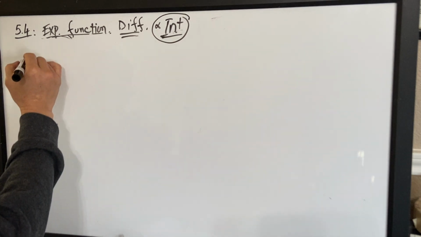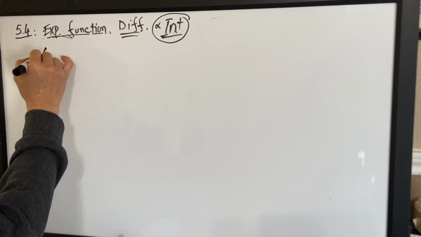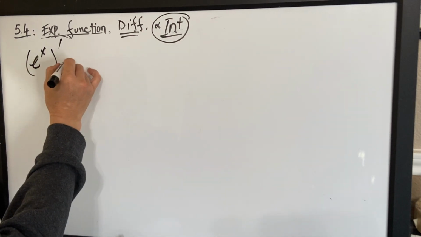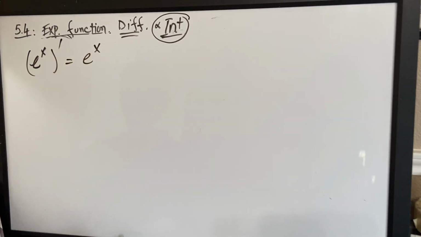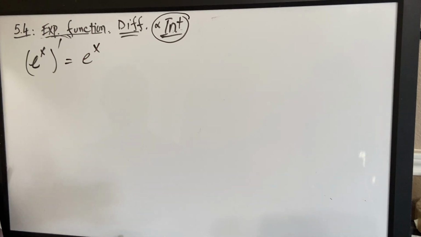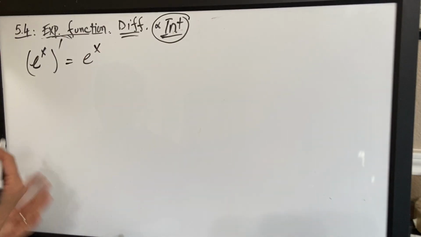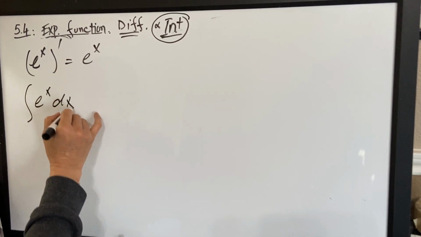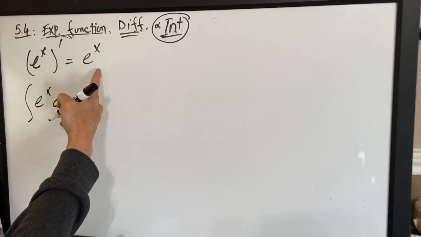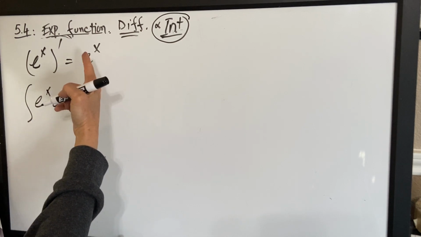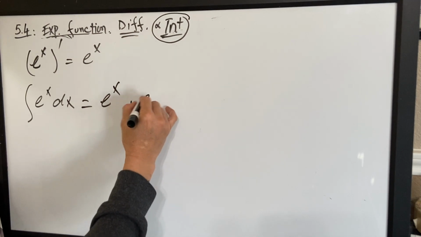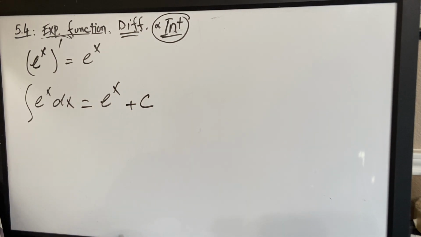If we know that for the exponential function, the derivative of e to the x is e to the x itself, then if you take the antiderivative of that, what do you get? If its derivative is e to the x itself, that's right. But what's missing? C. Perfect. You see that?